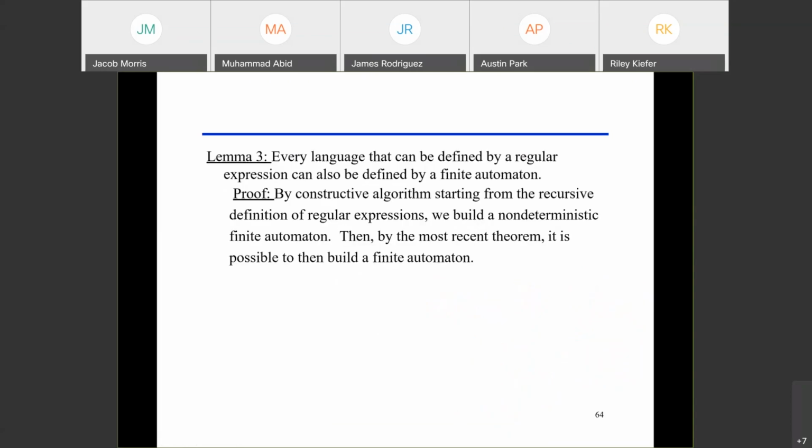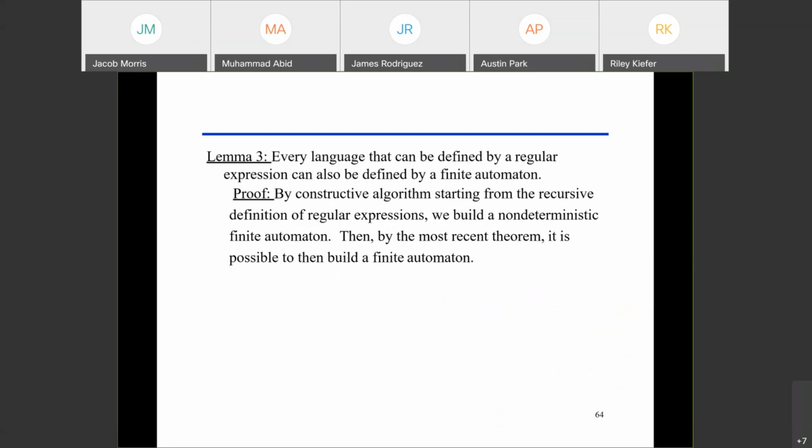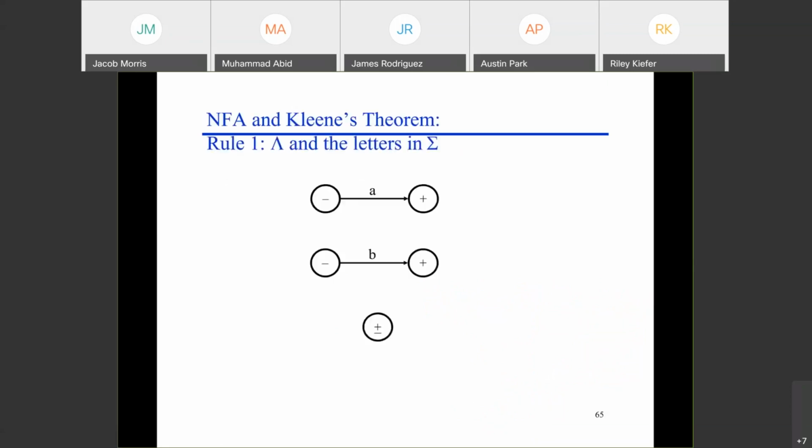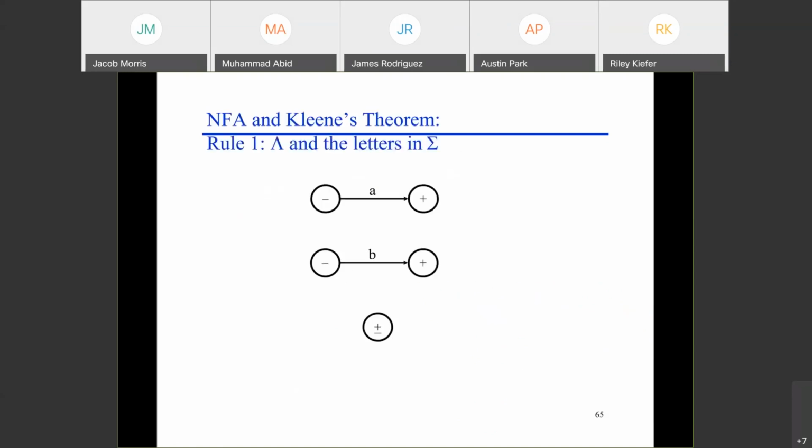Good. Now we are saying that every language that can be defined by regular expression can also be defined by FA. Yes, we know that it is possible. I just explained to you. Proof by constructive algorithm: starting from the recursive definition of regular expression, we build an FA. Then by the most recent theorem, it is possible to build an FA. So you can convert that.